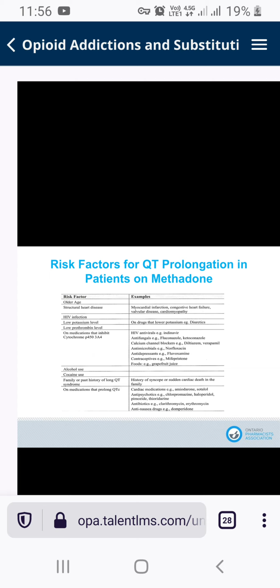What are some risk factors for QT prolongation? Older people, structural heart disease, low potassium levels, etc. Alcohol use can cause this, same with cocaine. And there's lots of medications that I'll show you later. Some people may report a family history. I think if people have a history of first-degree relatives dying suddenly at young ages, we need to be cautious of this.